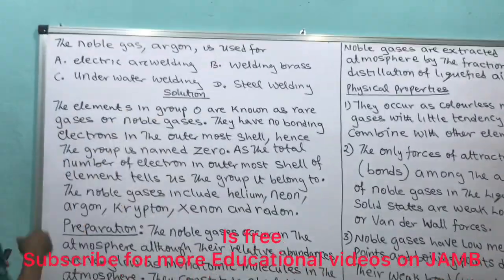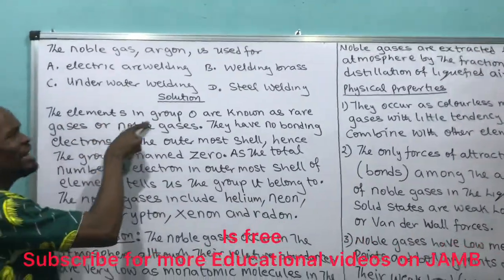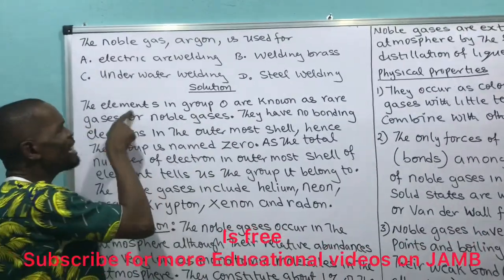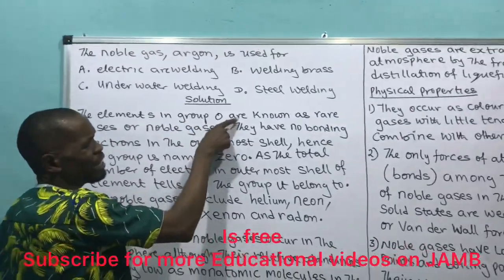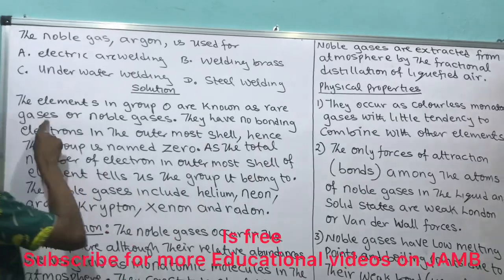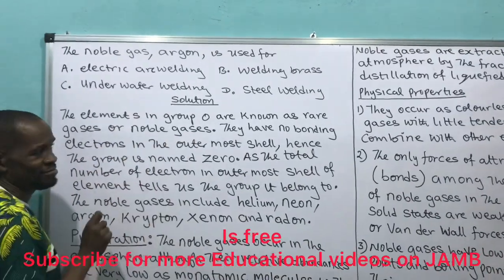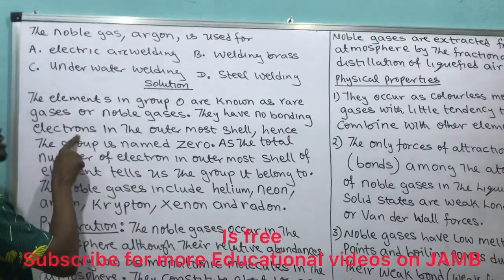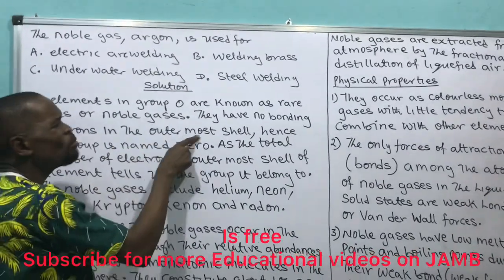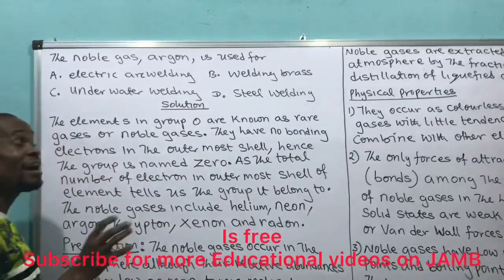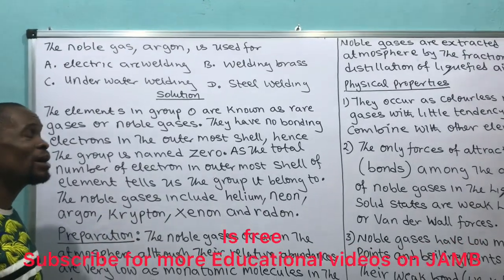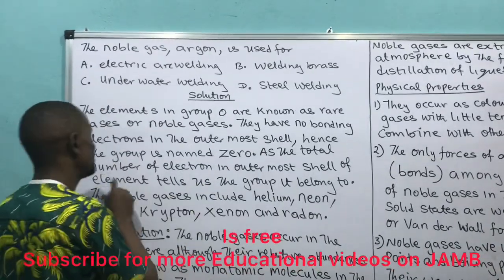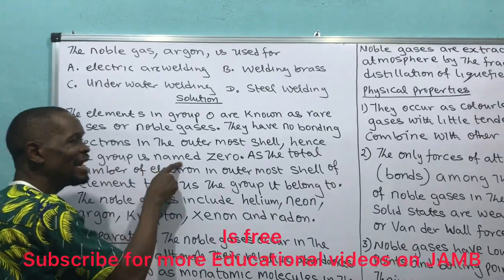We say solution. The elements in group 0 are known as rare gases or noble gases. They have no bonding electron in their outermost shell. Hence, the group is named 0.